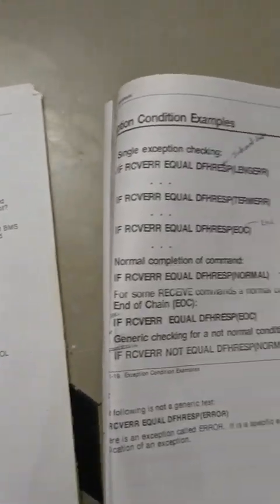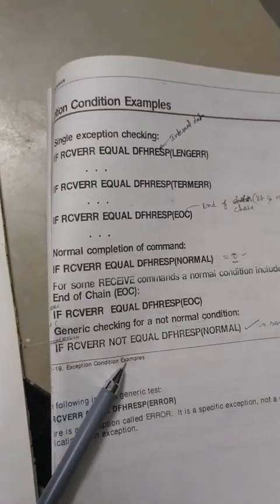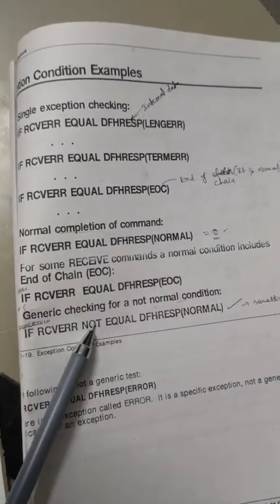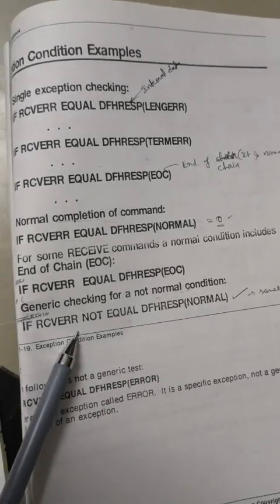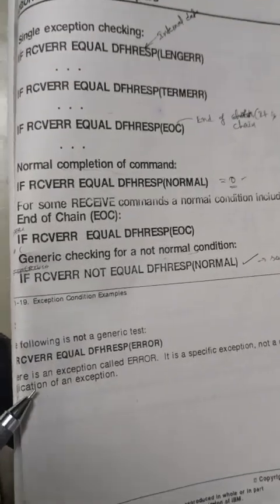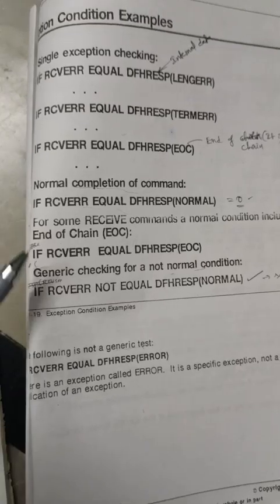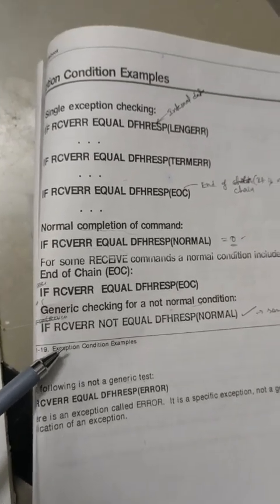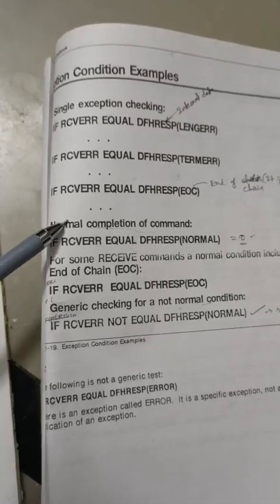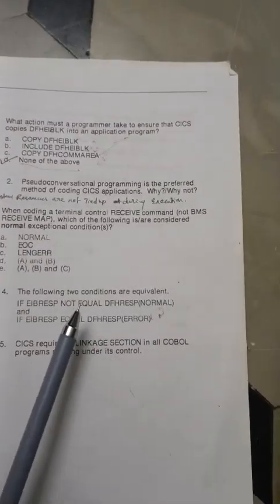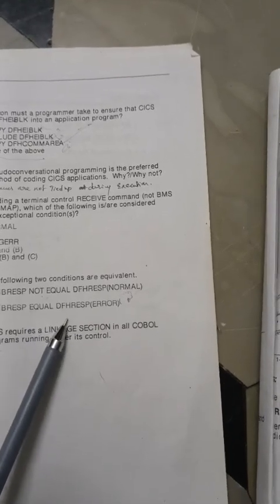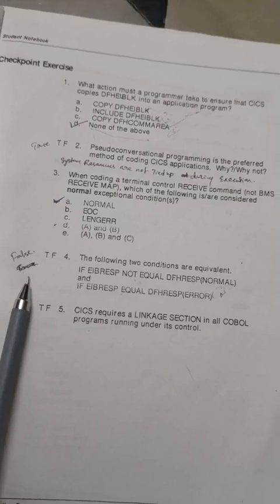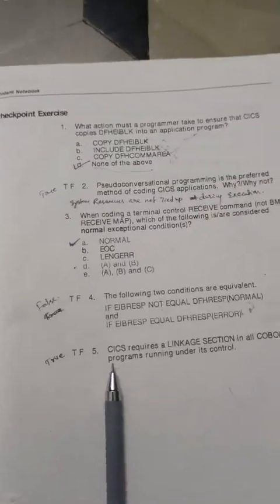But to check the generic error condition, see, this same condition was repeated in yesterday's lessons. To check a generic condition for a not-normal condition, this is the syntax. This is not the syntax for the generic error condition. We can use either this condition or this condition, but not a normal condition. This is for the normal condition, but here they are asking about a not-normal condition. These are not the syntax. So here the answer is false.